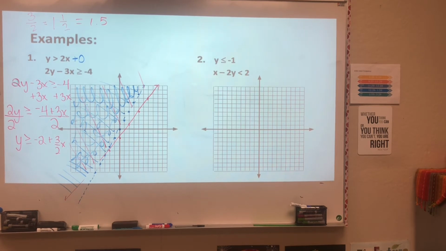Why isn't -1 the slope? Because there's no x next to it. Nice. So it's by itself, no x, so that's our y-intercept. There's no slope. What's that mean about the line? That means it's going to be horizontal. Nice. Yep, horizontal, flat line. So it's a horizontal line running through -1.